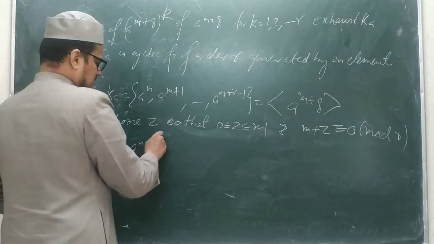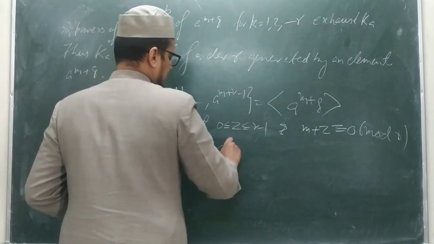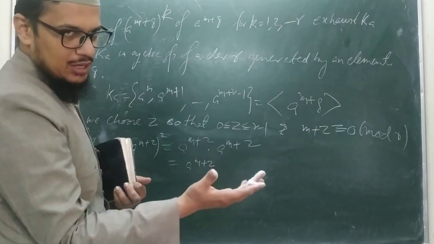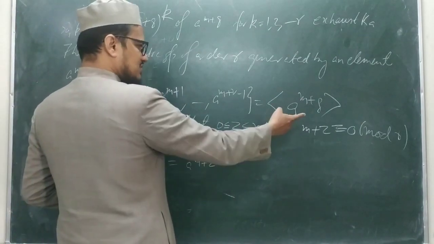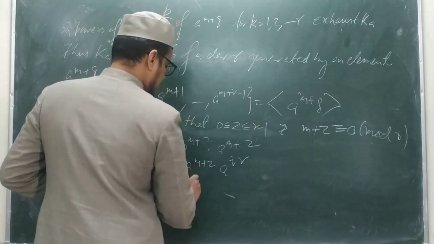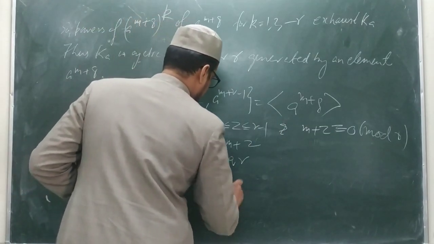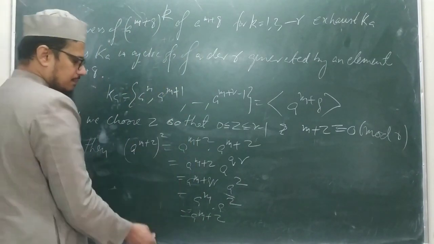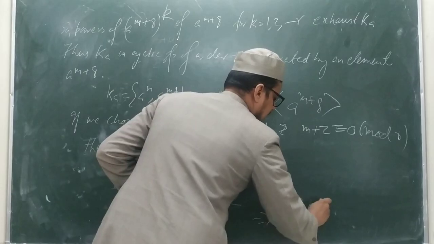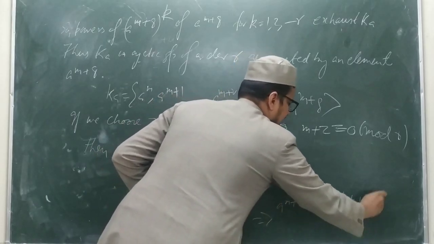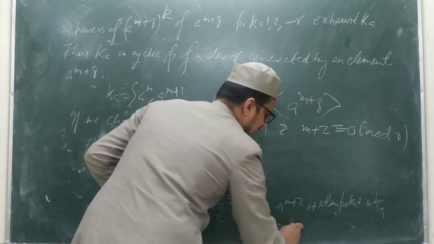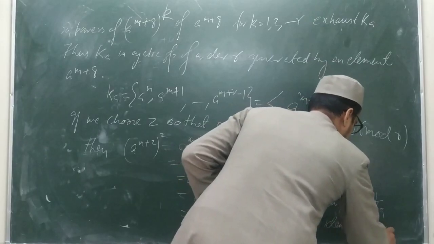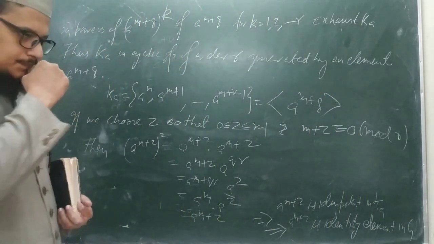Then consider (a to the power m plus z) squared, that is a to the power m plus z into a to the power m plus z. You see that m plus z is congruent to 0 modulo r, so there must exist some q such that m plus z will be qr. Now a to the power m plus qr into a to the power z is a to the power m into a to the power z, so this is a to the power m plus z. So you see, this is an idempotent element. It implies that a to the power m plus z is idempotent in K, which implies that a to the power m plus z is the identity element in K. Correct?